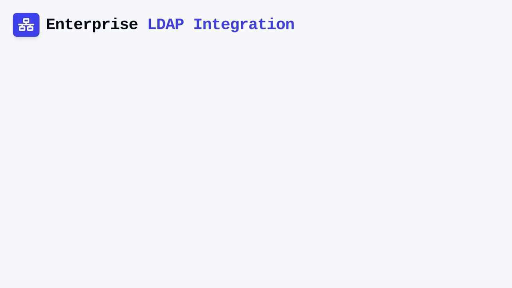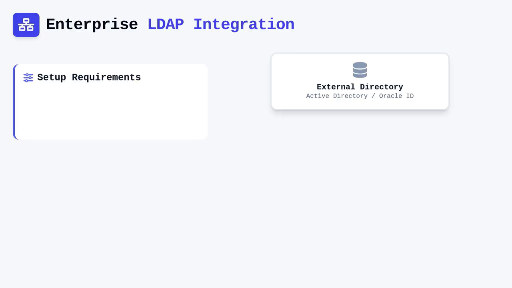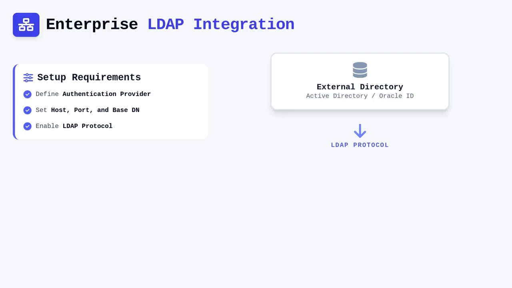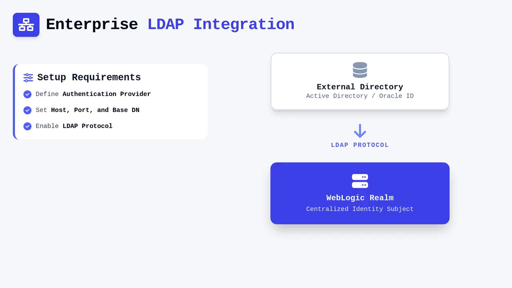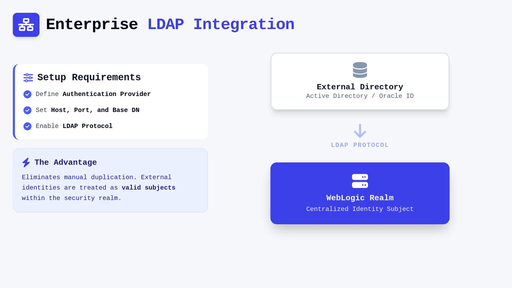While the default internal LDAP is often sufficient for development, enterprise environments almost always require integration with external directory services like Active Directory or Oracle Internet Directory. To connect these, we configure an authentication provider within the security realm that speaks the LDAP protocol. Connectivity requires supplying the host address, port, and the specific base DN, where the provider should anchor its search operations. Once the connection is established, WebLogic treats the external identities as valid subjects within the realm, allowing you to utilize enterprise-wide user databases without manual duplication.